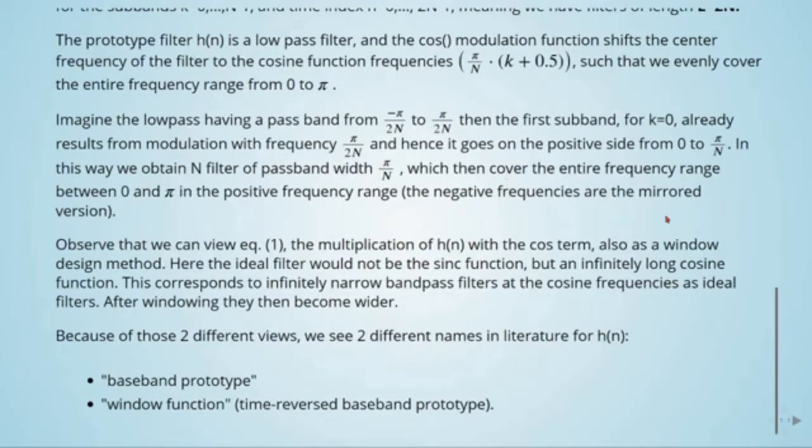Observe that we can view in equation 1, again here, the multiplication of h of n with the cosine term also as a window design method. So we can see this multiplication like we've seen before with the window design method. Here, the ideal filter would not be a sinc function, but an infinitely long cosine function. This corresponds to infinitely narrow bandpass filters at the cosine frequencies as ideal filters. After windowing, they then become wider. Because of these two different views, we see two different names in literature for this h of n. It could be a baseband prototype, but we also see it as a window function, a time-reversed baseband prototype.